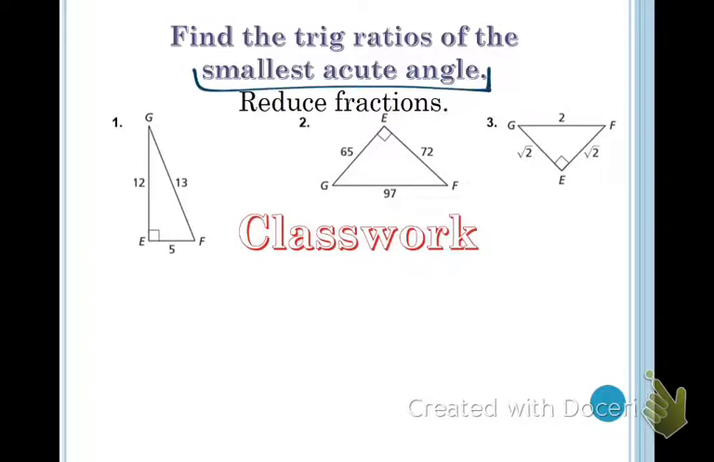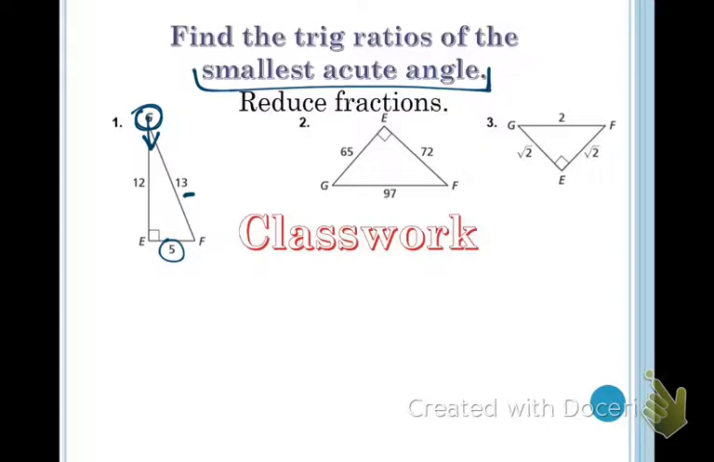Every angle corresponds with the side across from it in a triangle. So you're going to find the smallest side that is not the hypotenuse. And the hypotenuse would never be the smallest side anyways. But out of 12 and 5, which is the smallest side? 5. What angle is across from 5? G. So angle G would be the smallest acute angle in this triangle.